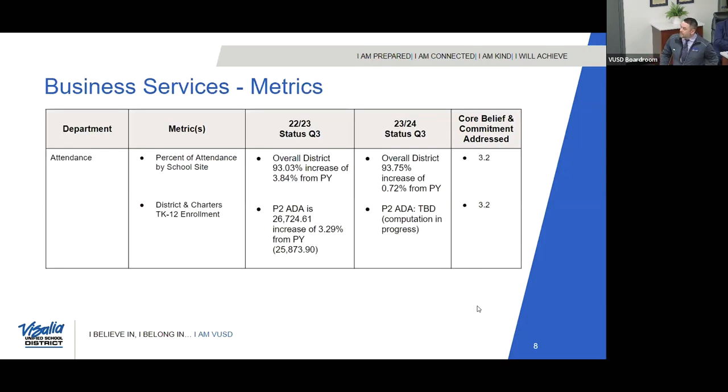On the attendance side for the third quarter, we have seen an increase in our attendance again over last year, and last year's increase was an increase over the prior year. So we are coming back from some of those lows of the pandemic when we were in the 89 to 90% range, and we're getting closer to where we were prior to that, around 94%.